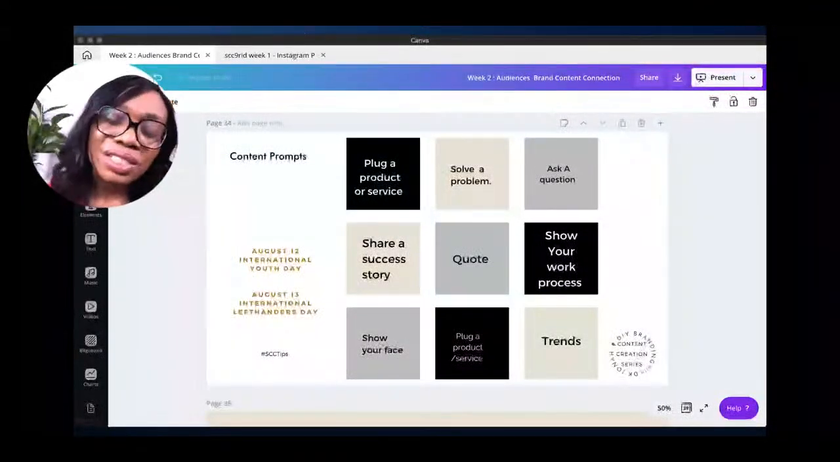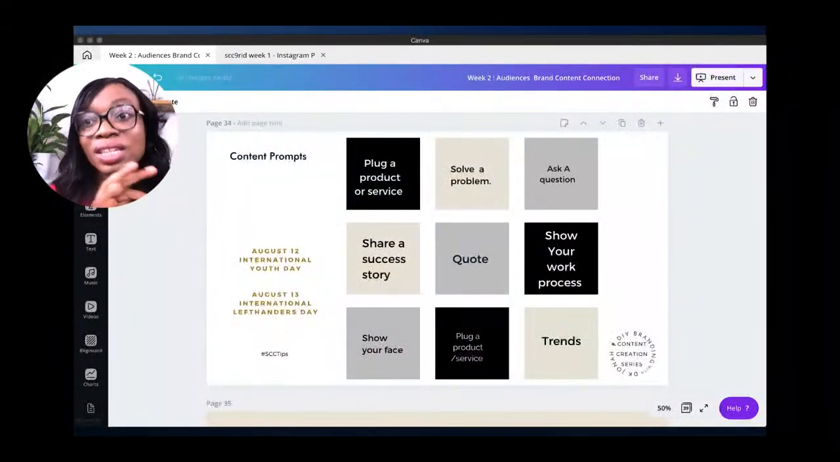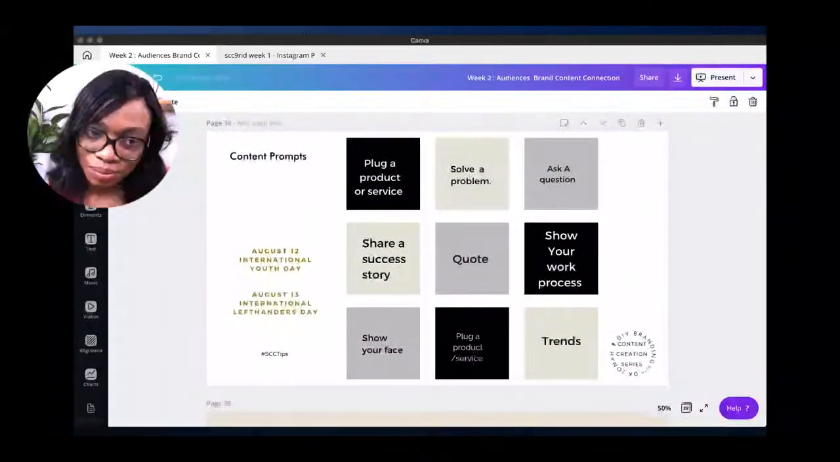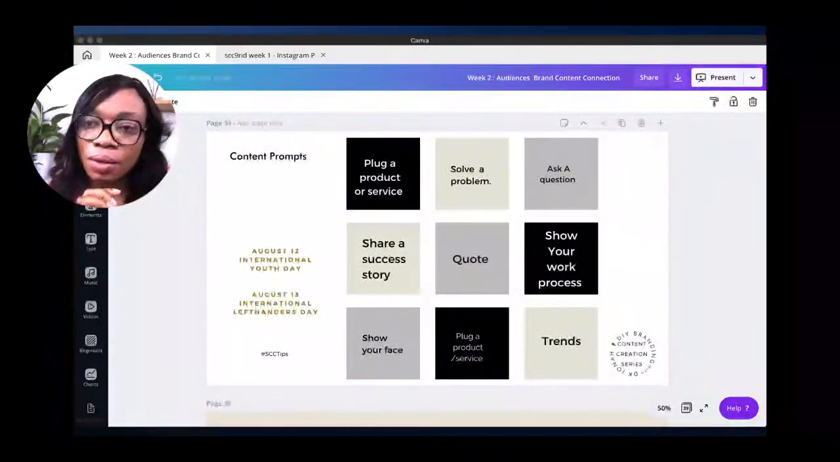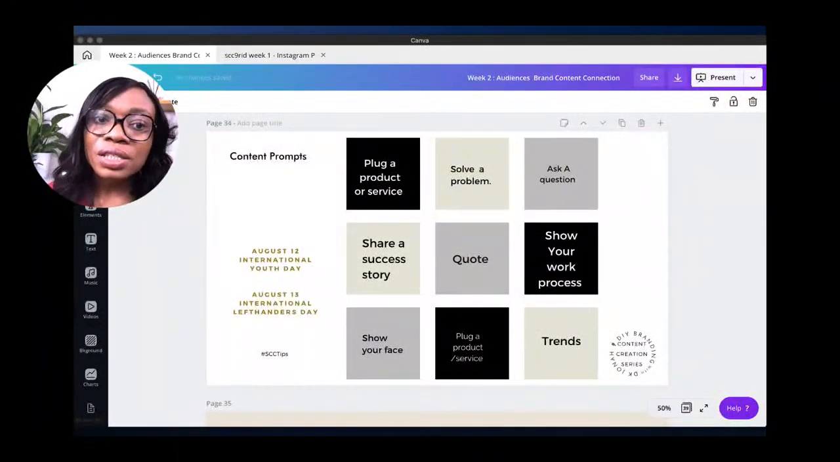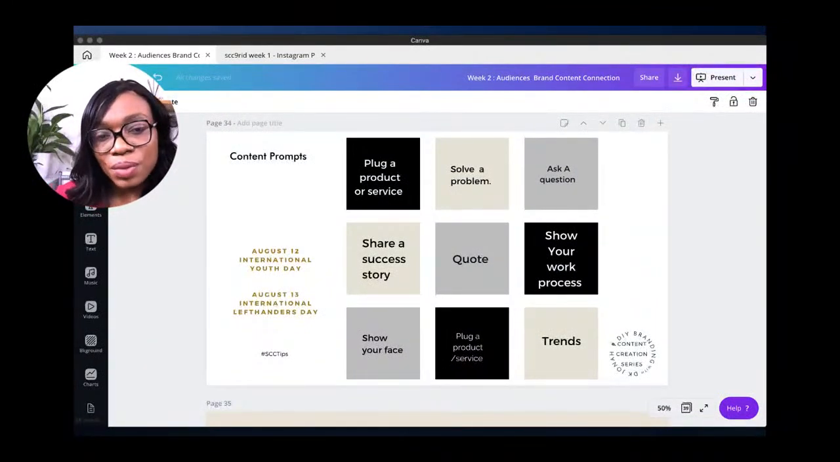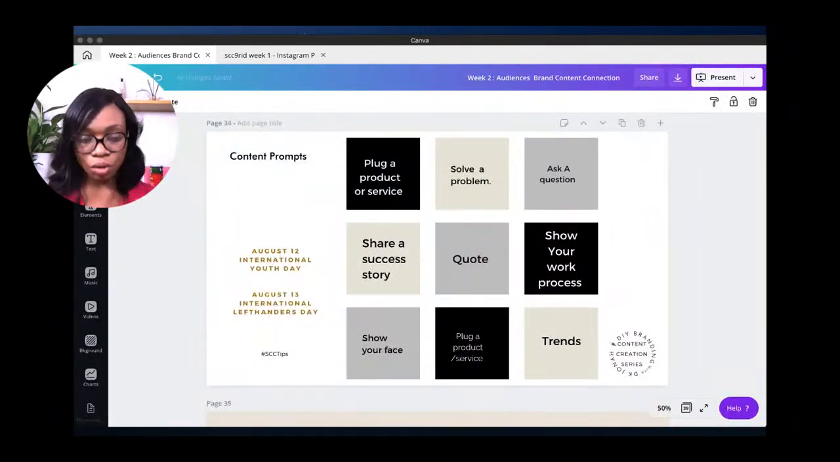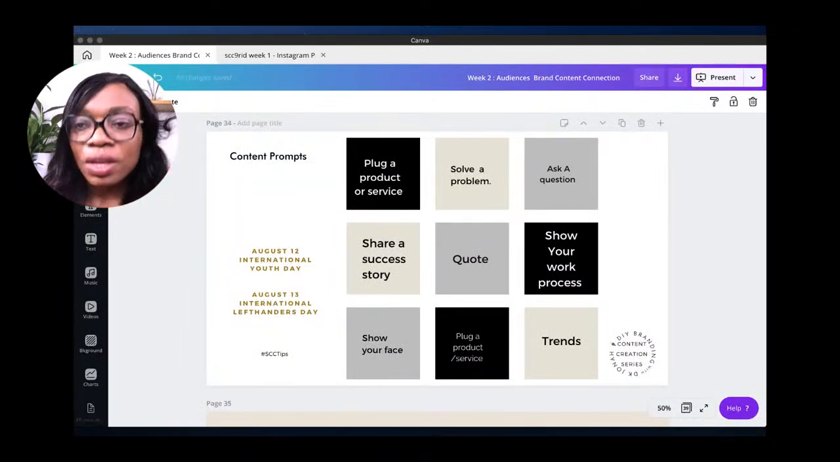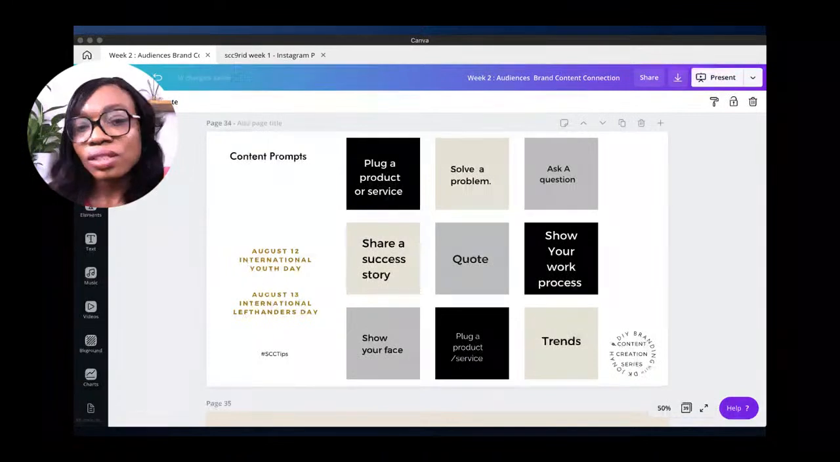So now what you're doing is, within these 9 posts, if you decide to make it 9 posts, you are plugging your product 3 times. You are providing a solution and a question. You are sharing a success story. You are sharing a quote that will make people see you as an authority. So you're not just going to share a random quote. Think carefully. For Tolu, you can share an affirmation. Share something positive as your quote.